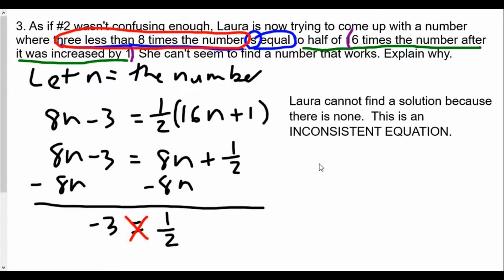All right, so that's why Laura can't figure out how to do this. No, it's not because Laura doesn't know what she's doing. She's made an equation that cannot be solved. There is no possible solution. Okay, all right.